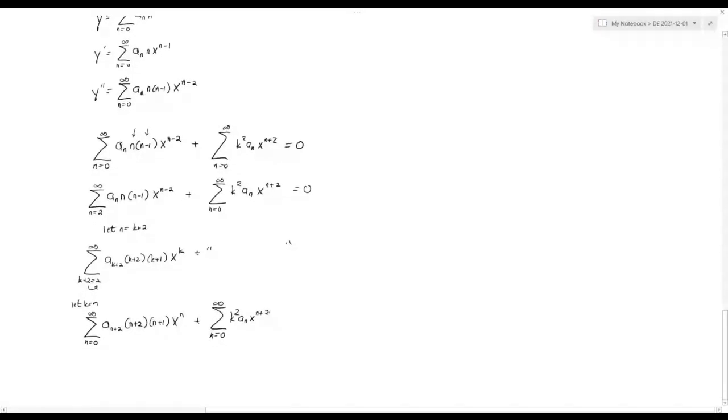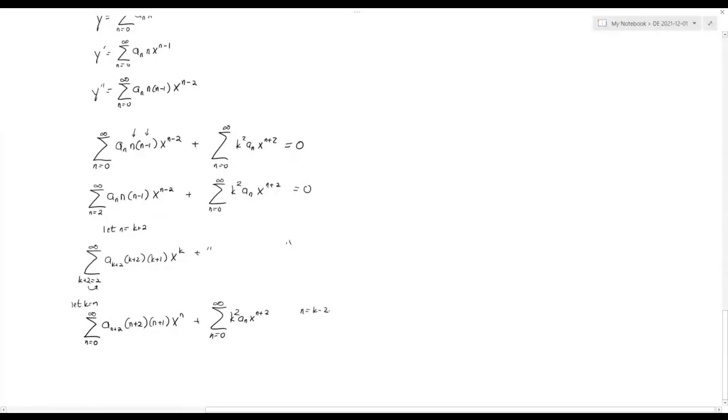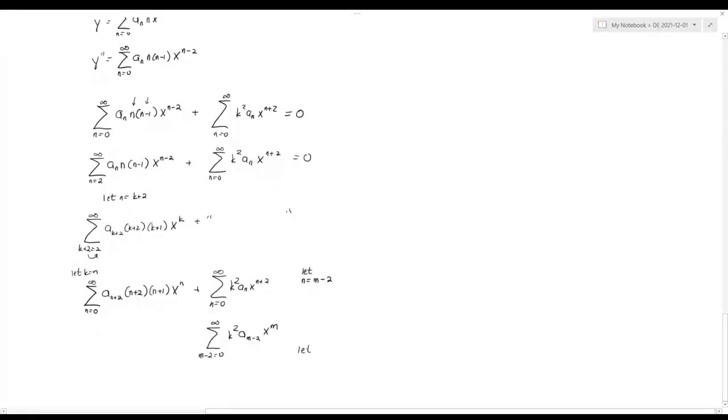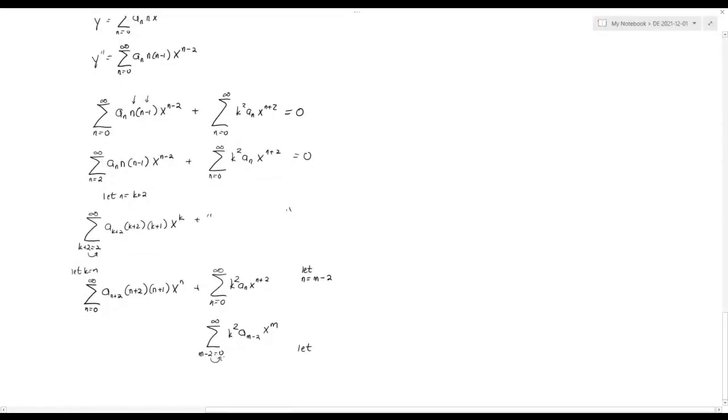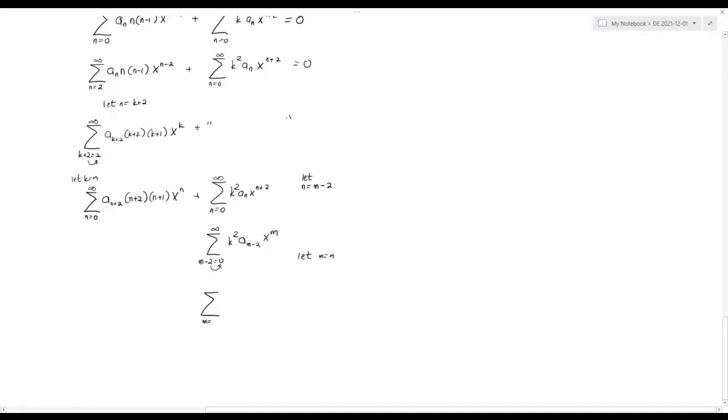is that we can't really shift indices here, or can we? If we let n equal k minus 2, what would happen? Oh, yeah, that choice here, right? n equals, let's say, m minus 2, yeah. Let's see if that would work. Add the 2 over here and just rename n. So n goes from 2 to infinity.